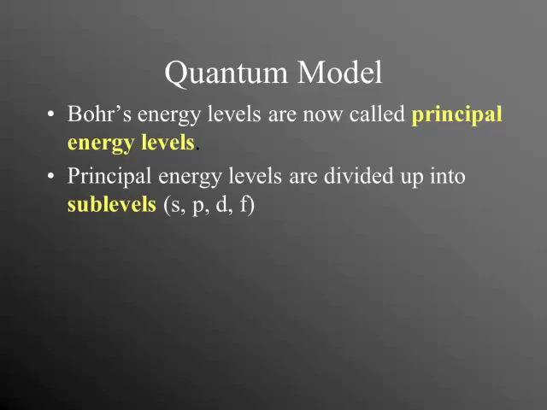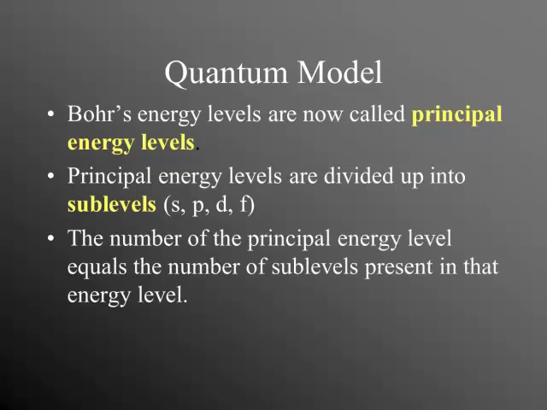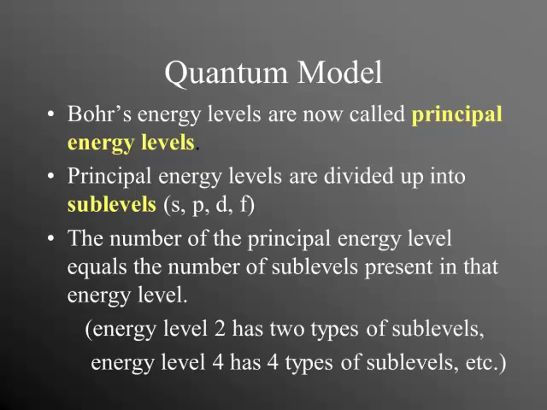Principal energy levels are divided up into sublevels, labeled as S, P, D, and F. The number of sublevels present in any given energy level is equal to the energy level number. For example, energy level 2 has 2 sublevels. That would be S and P. Energy level 3 would have 3 sublevels, S, P, and D.